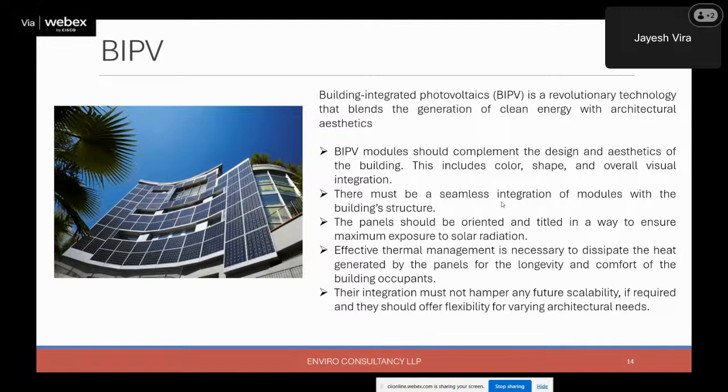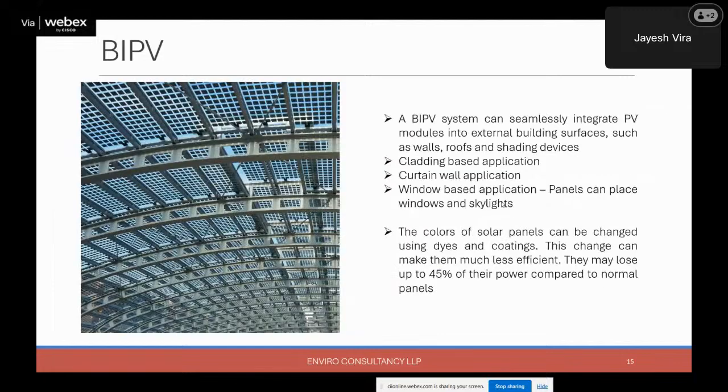So there should be proper management so that the heat is dissipated out, and whatever we can extract out of that heat, we can generate electricity. Better management of this thermal part will ensure that my cells last longer. And of course it should be integrated in such a way that if tomorrow I want to increase the number of cells, or increase the floors, it should not hamper any flexibility.